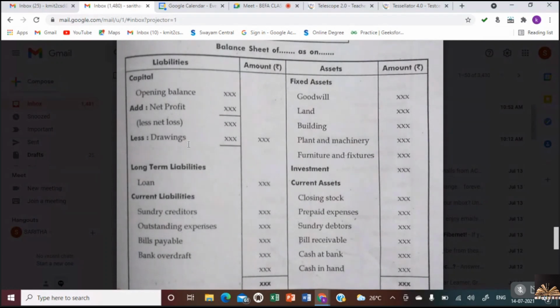Okay. Or even rent, need to pay but didn't pay. So these are known as outstanding expenses. Should pay but didn't pay. Next, bills payable. Bills payable are nothing but we have taken the goods but we didn't pay for them. That is known as bills payable.